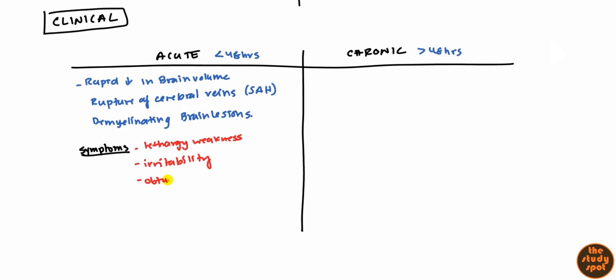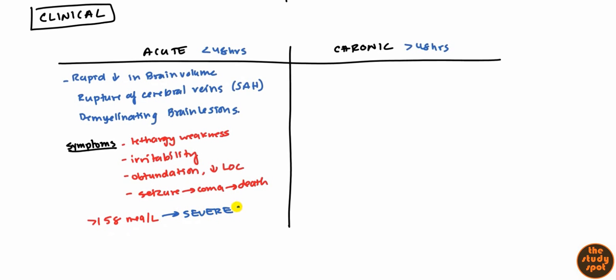When it gets more severe, they have obtundation and decreased level of consciousness. And when it gets really severe, they can get seizures, coma, and eventual death. So this is a deadly condition. Generally, when they get to about 158 milliequivalents per liter, that's considered severe. And if it gets to 180 milliequivalents per liter, then there's a very high mortality. So you really need to be careful with those patients. Now, when we're talking about chronic, the change in sodium is occurring at a much slower rate.